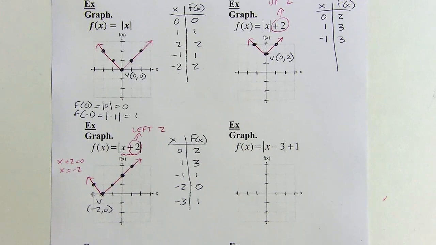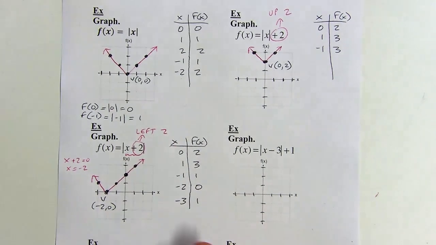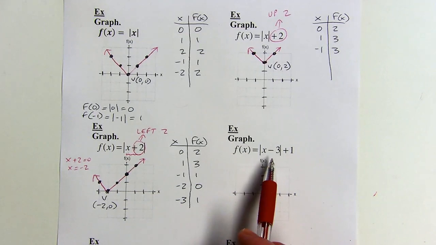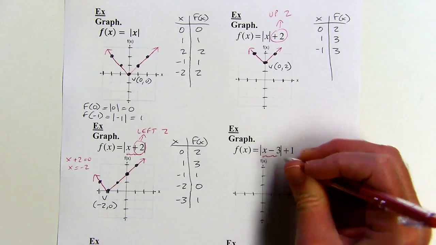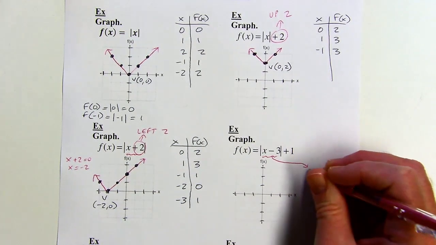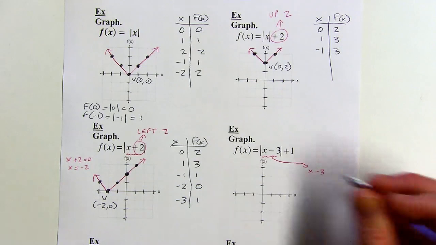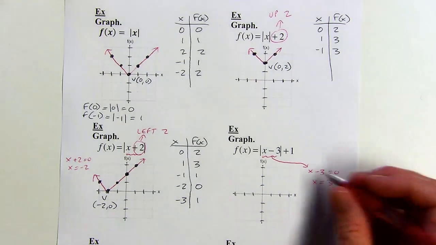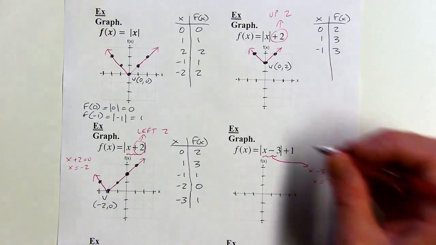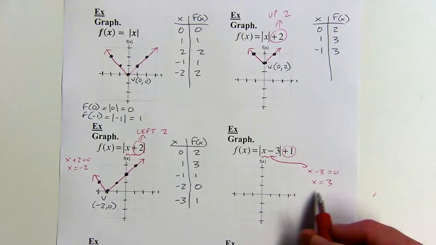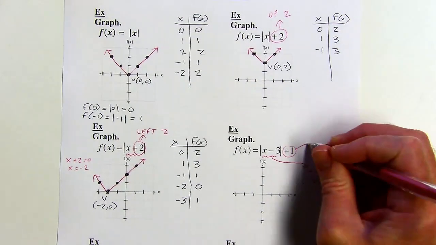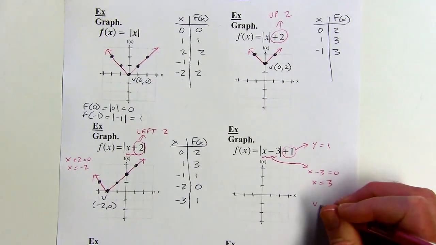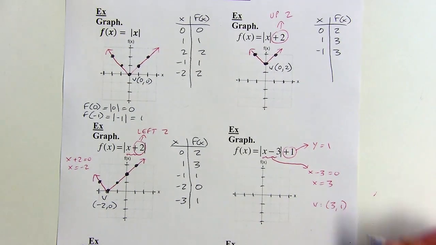So now let's not do an xy table on this next problem. Let's just try to use these patterns. So when I'm adding and subtracting inside, that's going to move things left or right. So my advice is take the contents of the absolute value and set it equal to 0. And so this is telling me, okay, I'm going to go 3 to the right. That's going to be the x coordinate of my vertex, and my y coordinate is just whatever is added or subtracted to the end. So the vertex then is going to be the point 3, 1.